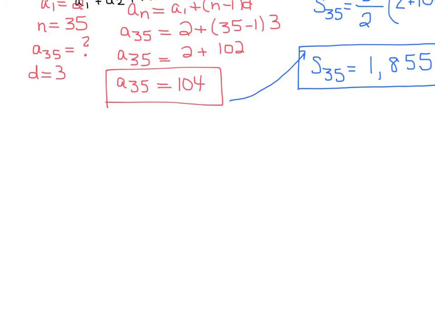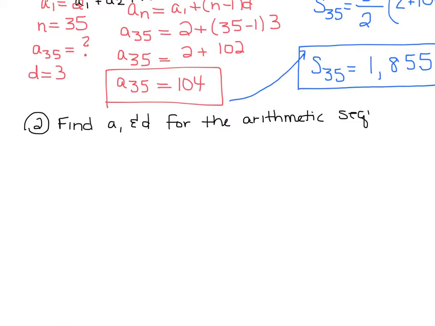Okay, number 2. Find a sub 1 and d for the arithmetic sequence if S sub 31 equals 5,580 and a sub 31 equals 360.